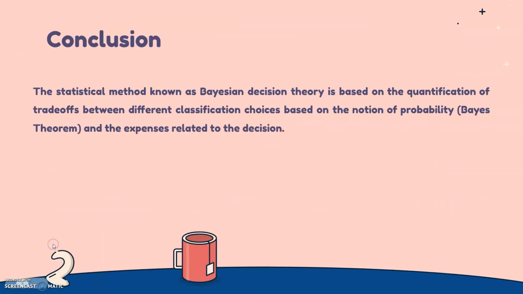Next is the conclusion. The statistical method known as Bayesian decision theory is based on the quantification of trade-off between different classification choices based on the notion of probabilities, Bayes' theorem, and the expenses related to the decision.